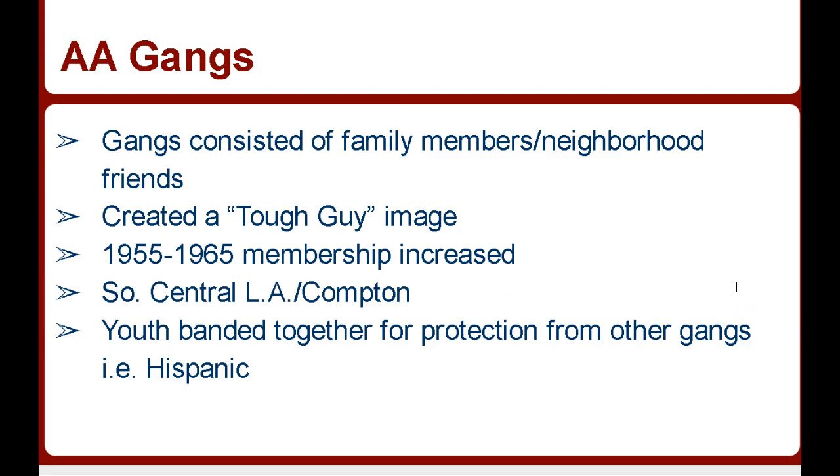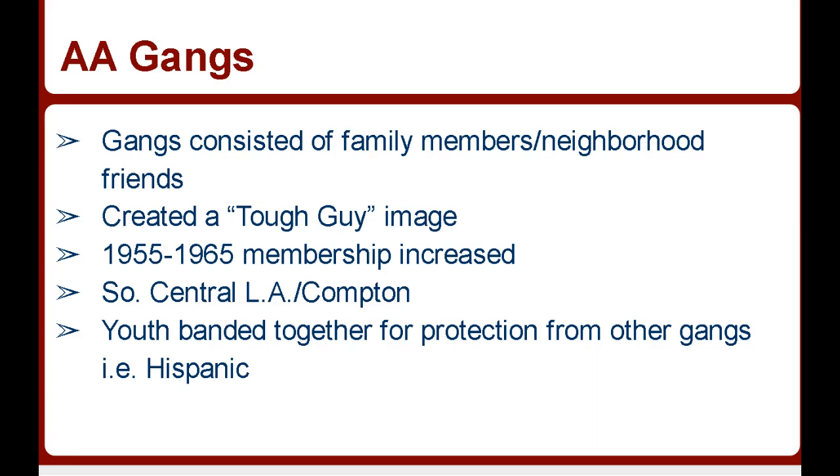The gang membership consisted of mostly family and neighborhood friends. They personified the so-called tough guy image, which was popular back in the 1950s. South LA and the Compton area was the early breeding ground for what would become the Crip gang. But these were formed basically for protection against particularly your Hispanic gangs that were kind of predatory on the black youth. So they started off very similar to, like, most ethnic gangs in the neighborhoods.